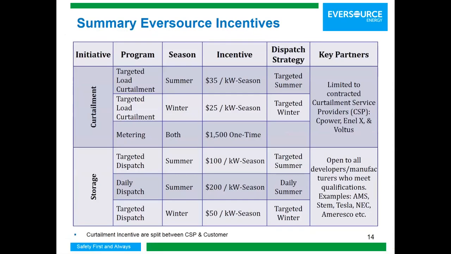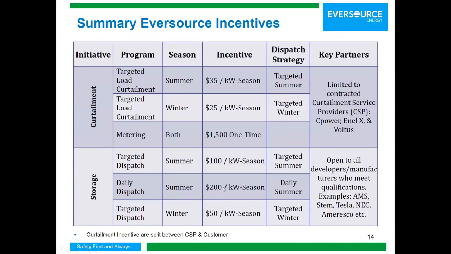Okay, now I'll hand it back to Roshan. So I will be very quick. I know we're running out of time here, but essentially the Eversource offerings, we're really mirroring what National Grid and Paul have laid out. You heard him talk about the $35 per kW in the summer, the $25 per kW in the winter, and the $200 for daily dispatch in the summer.